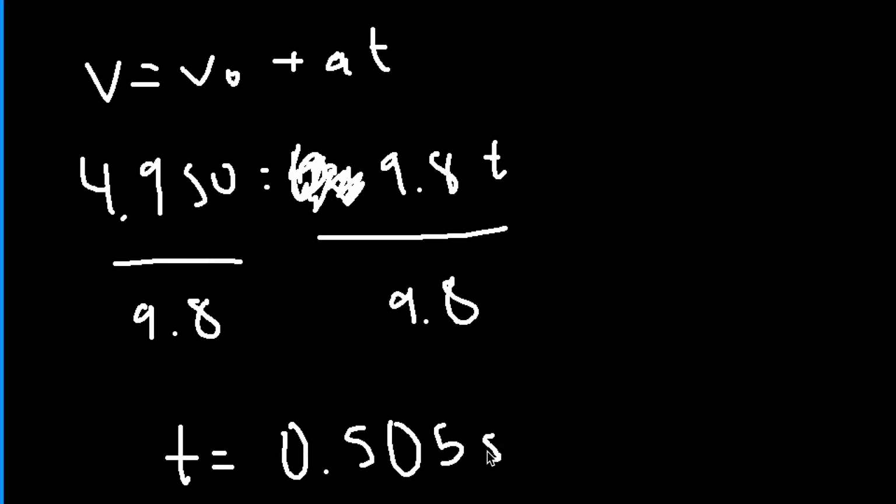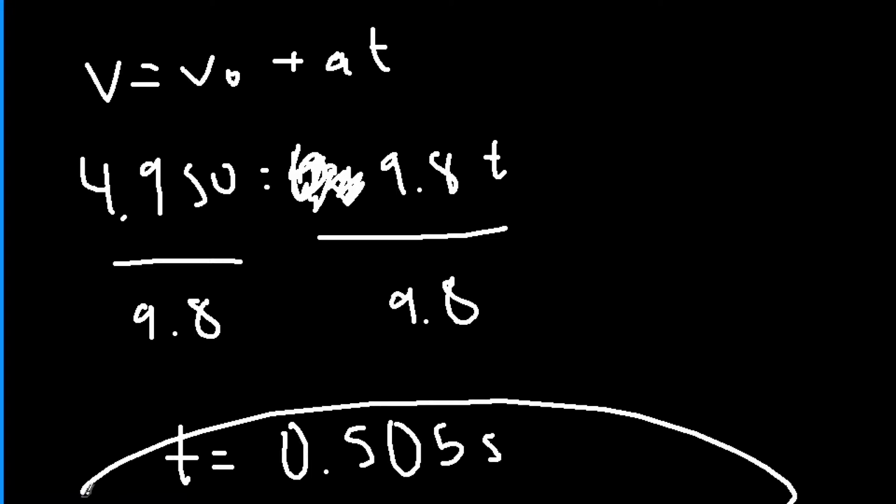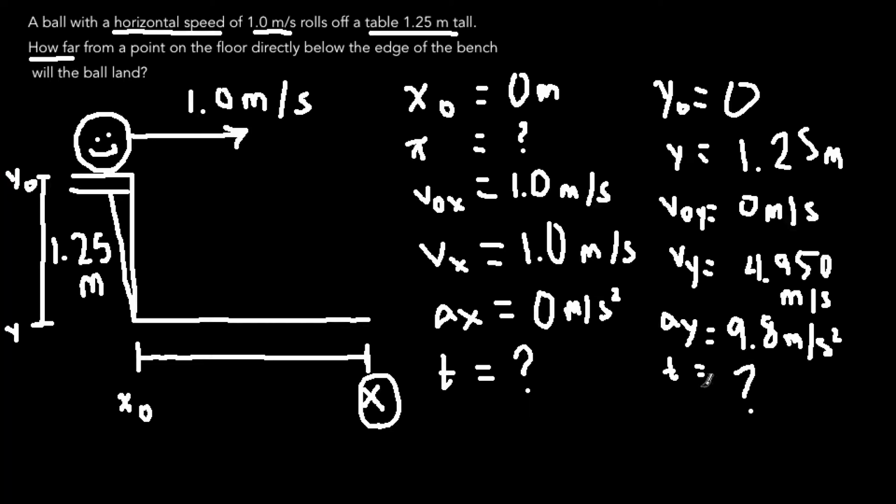0.505 seconds. Now, since we found time, time is interesting because it is the only thing shared between the x and the y halves. So this allows us to substitute t over here and t on the x side with 0.505 seconds on both sides.